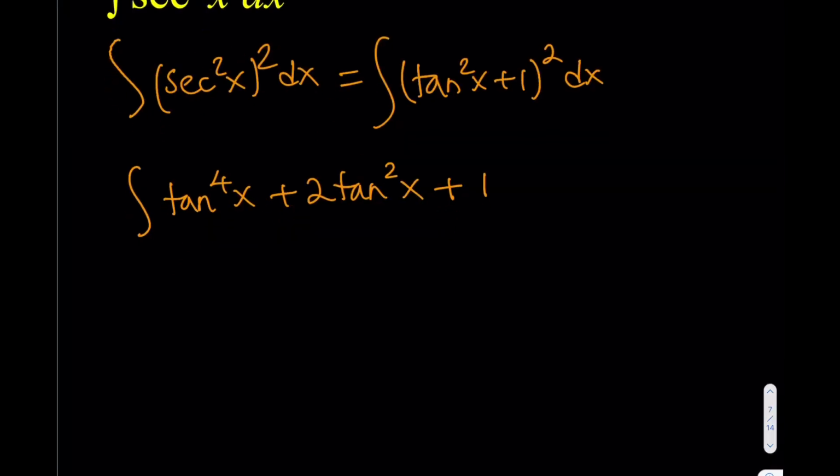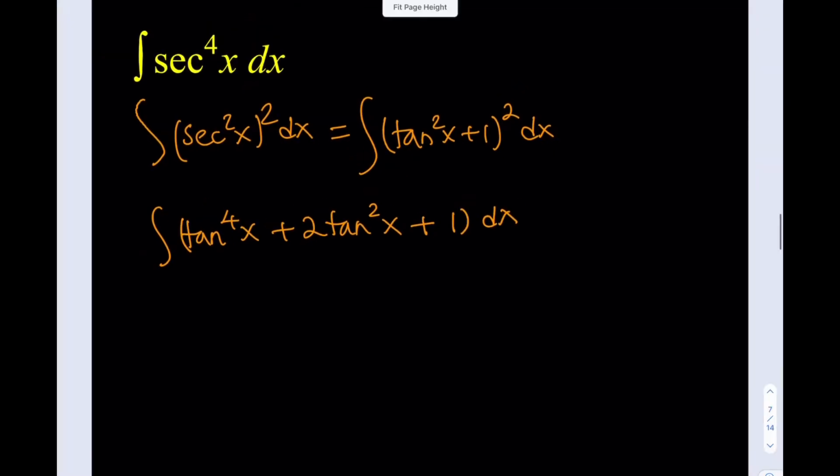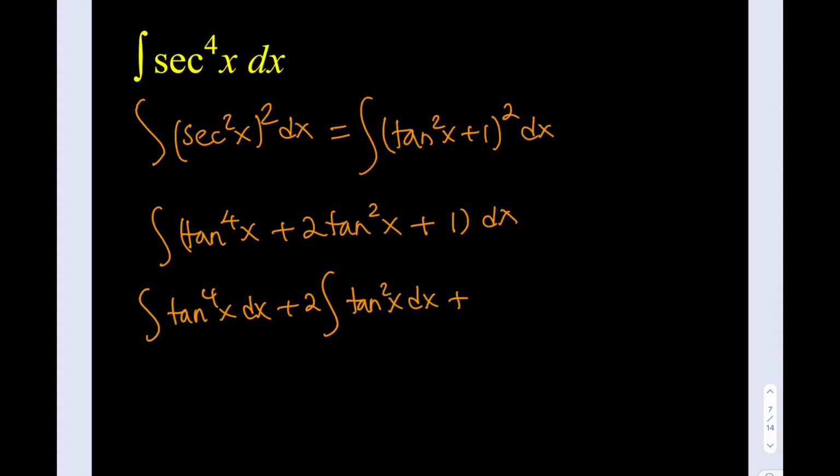Plus 1, right? dx. Okay. Now, what are we going to do now? We're going to separate them. So I get tangent to the fourth power of x dx plus 2 tangent squared x dx plus 1 dx. Beautiful. Now, do we know the integral of each piece?